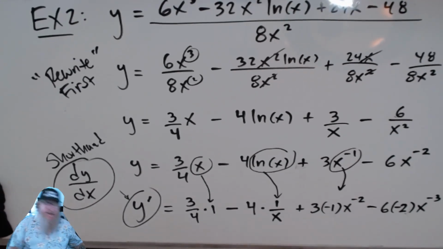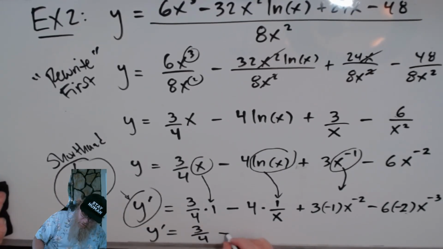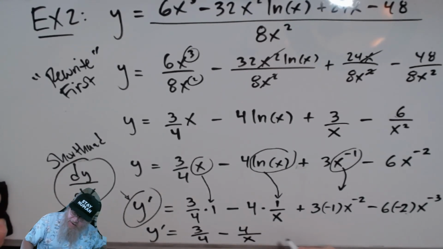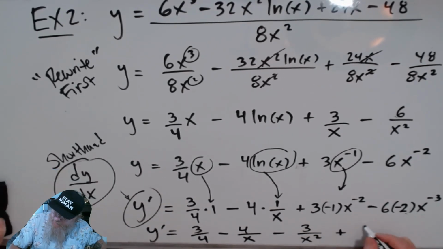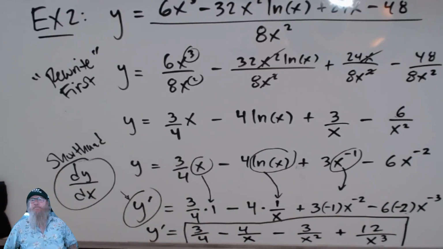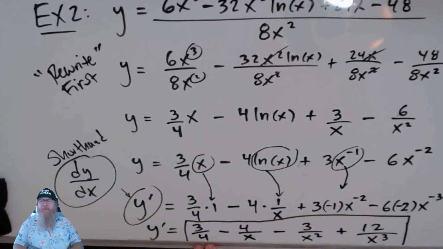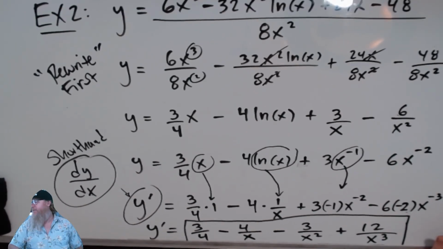And I think I can clean this one up right here, if I could squeeze it in. 3/4 minus 4 over x minus 3 over x squared plus 12 over x cubed. And that is your final answer. So 3/4 minus 4 over x minus 3 over x squared plus 12 over x cubed. And I got that all in one attempt.